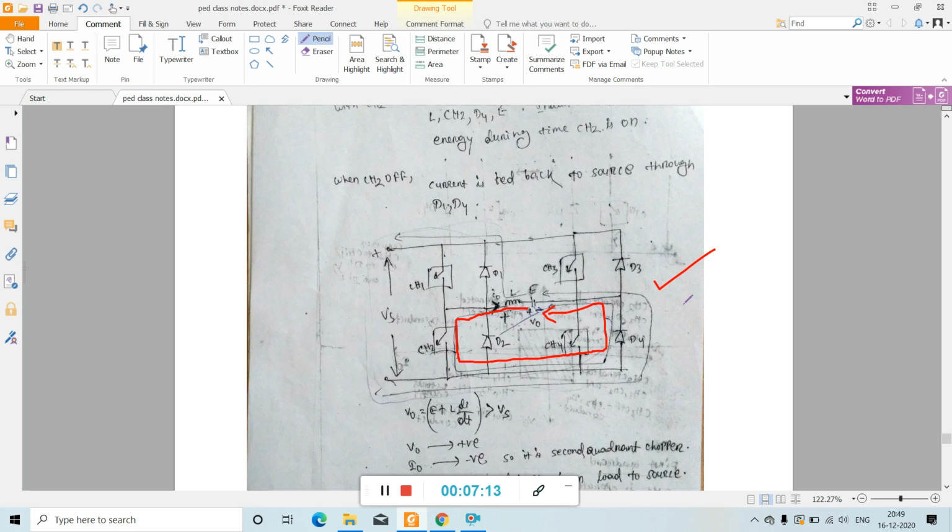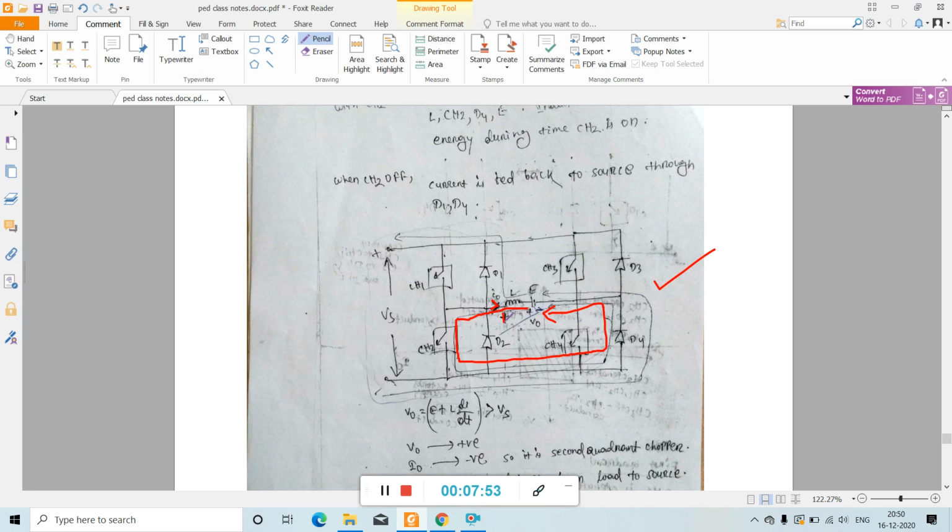When chopper 2 is turned off, current is fed back to the source through diodes D1 and D4. And note that here E plus L di/dt is more than the source voltage Vs. When current is flowing in this direction, it is the opposite direction as compared to the assumed direction. This is the assumed direction, and our current direction is opposite to it. So here current is negative, but voltage is positive.